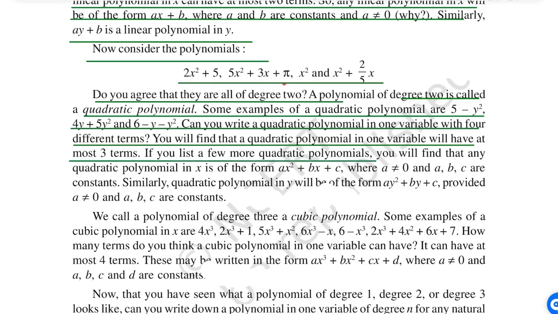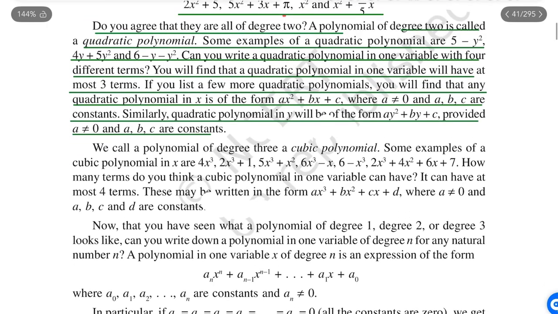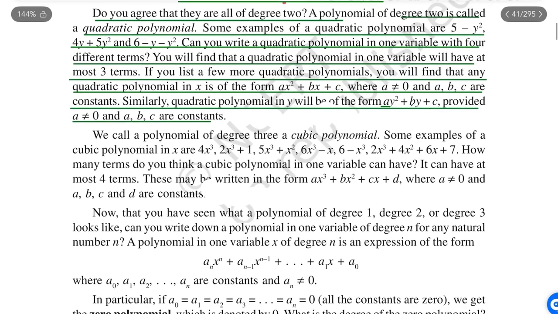If you list a few more quadratic polynomials, you will find that any quadratic polynomial in x is of the form ax^2 + bx + c, where a is not equal to 0 and a, b, c are constants. Similarly, a quadratic polynomial in y will be of the form ay^2 + by + c, provided a is not equal to 0 and a, b, c are constants. B can be 0, C can be 0, but A cannot.